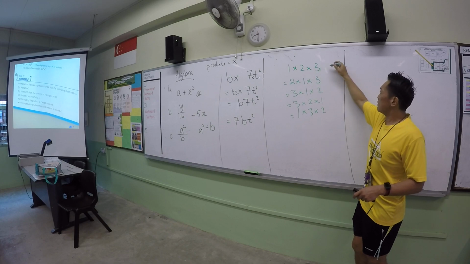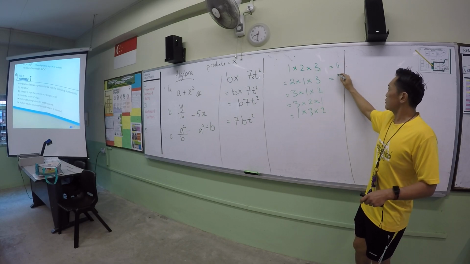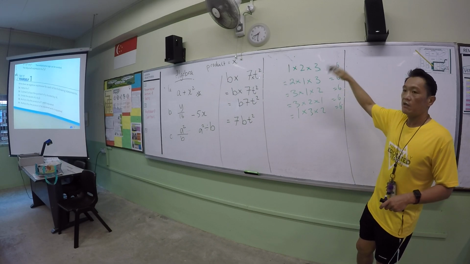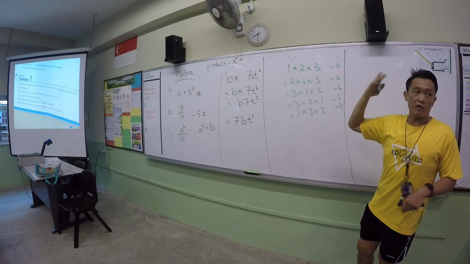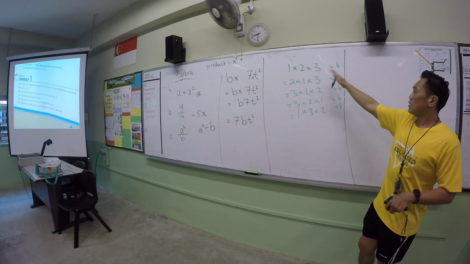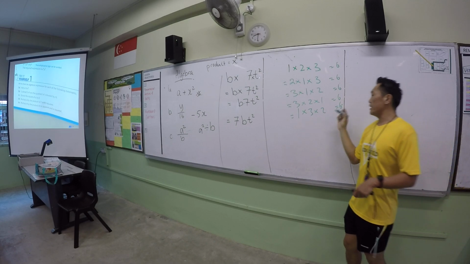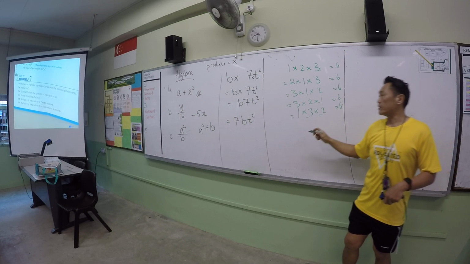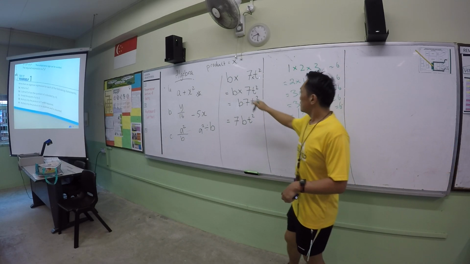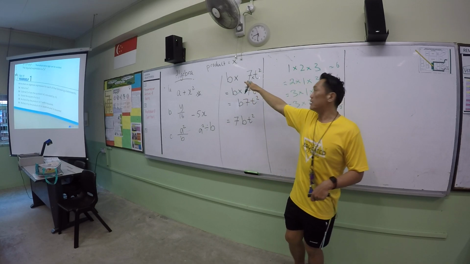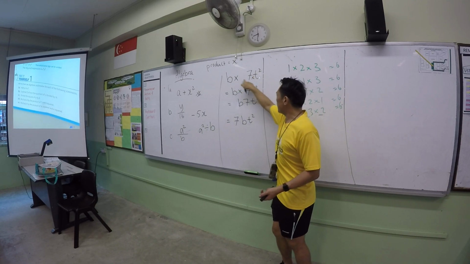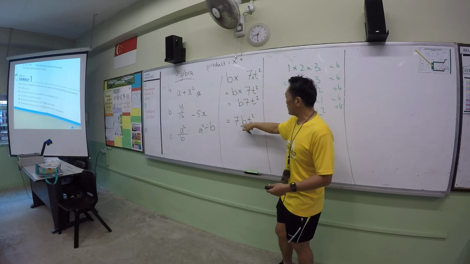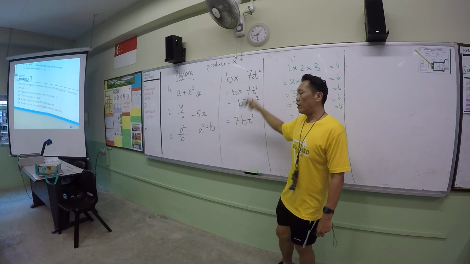Correct? 1 times 2 times 3 is 6. 2 times 1 times 3 also equals 6. 3 times 1 times 2 also equals 6. This is also equal to 6. So multiplication all along, even for numbers, which one right in front, which one right behind, they also are the same. Because all multiplication, same importance, same priority. So even when alphabets come in, it is also the same. b times 7 times t square first, or 7 first, then followed by b followed by t square, all the same.